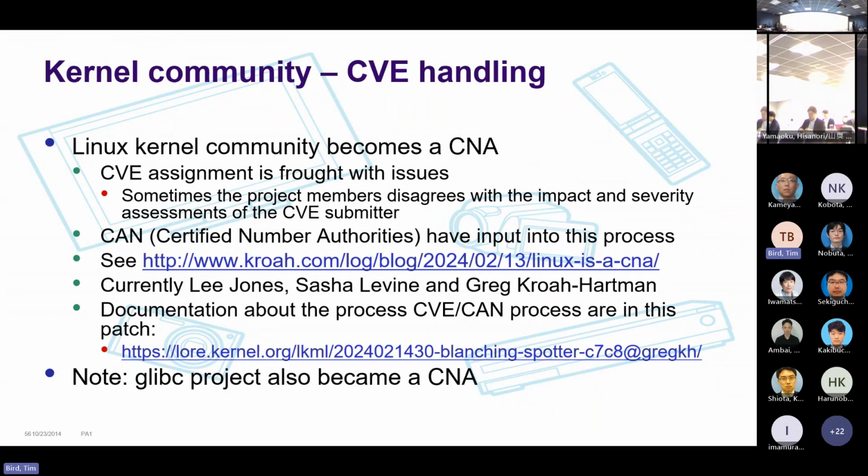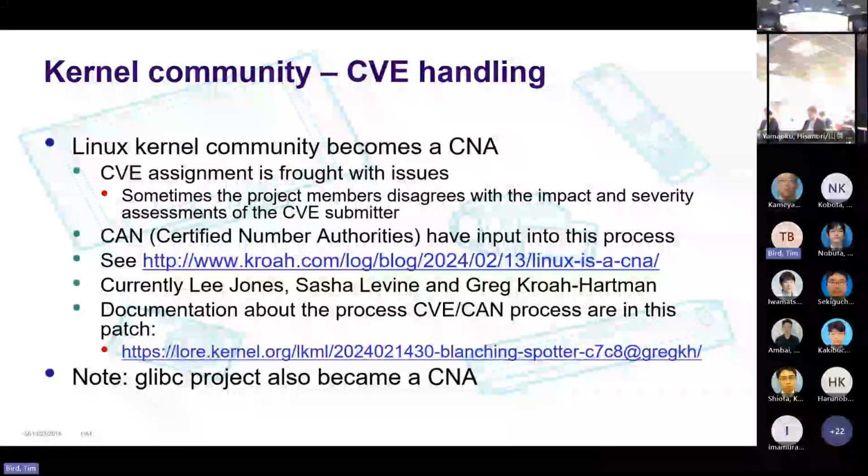Kernel community. This is an interesting one. I think this is my last one too. Okay, so the Linux kernel community has become a certified numbering authority, or maybe that's certified naming authority. I could be wrong. Anyway, it turns out that you have to do that if you want to manage your own CVE naming or numbering.